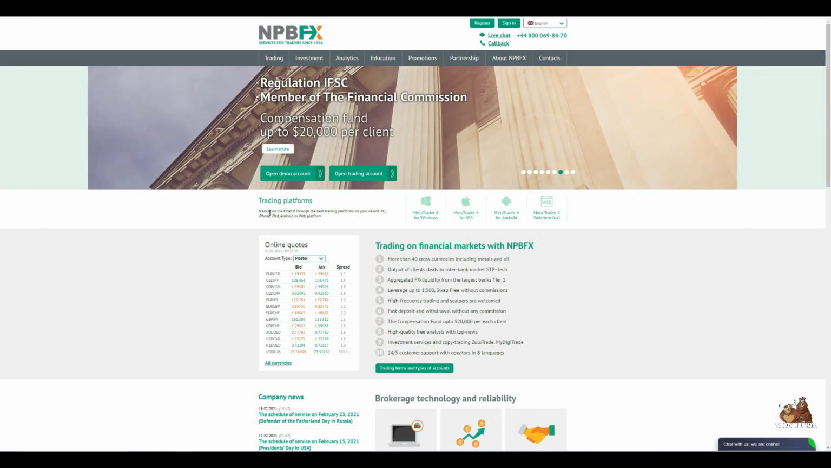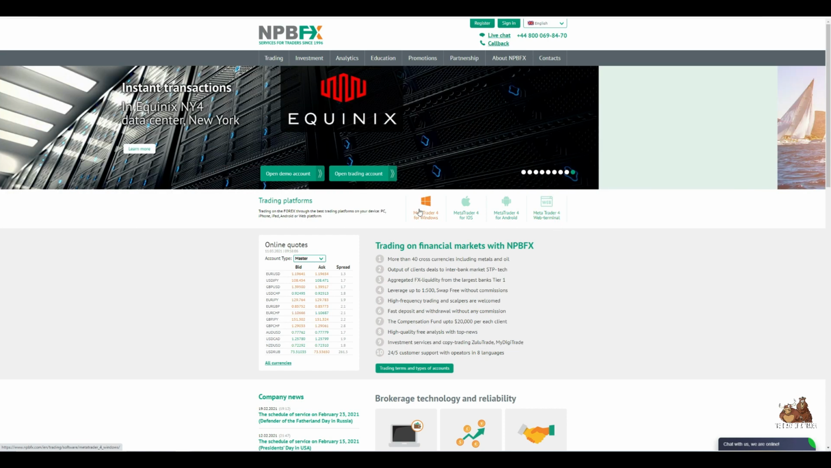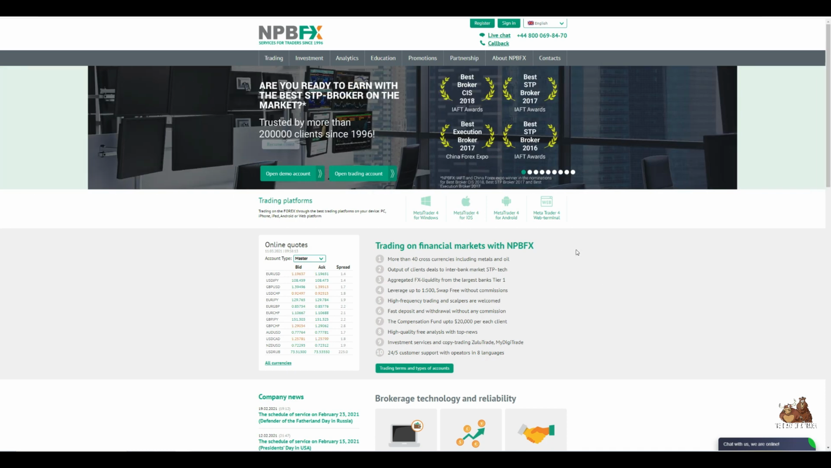Okay, so trading platforms. What do we have? MetaTrader 4. This is all right. MetaTrader 4 web terminal. If you want to avoid it, avoid it. MetaTrader 4, it's okay. MetaTrader 4 for Android and for iOS, they work just fine.